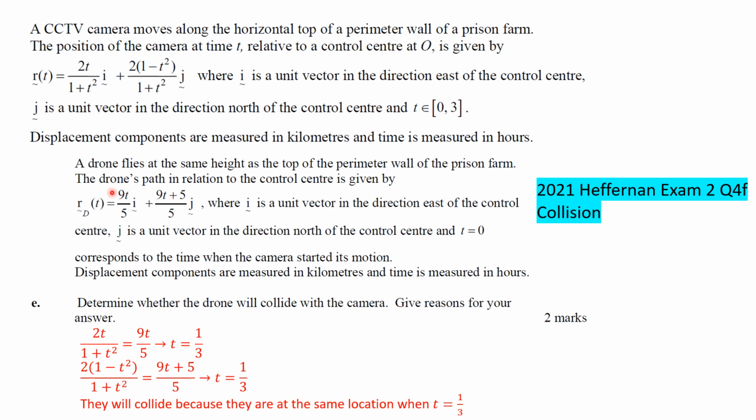So very straightforward. You just let x of this be equal to x of this one, and then you solve for your t value. Similarly, you let the y of this be equal to the y of that, and you solve for t as well. In this case, you can see that these two t values are the same. That means they do collide when t is equal to 1 over 3.